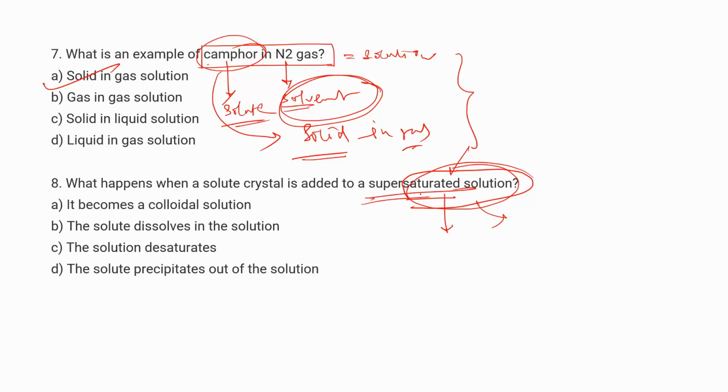But when it is a supersaturated solution, that means there will be no chance of solubility of the solute. Okay, if we add some solid particle in that supersaturated solution, there is a 100% chance of precipitation. So option D is the correct answer.